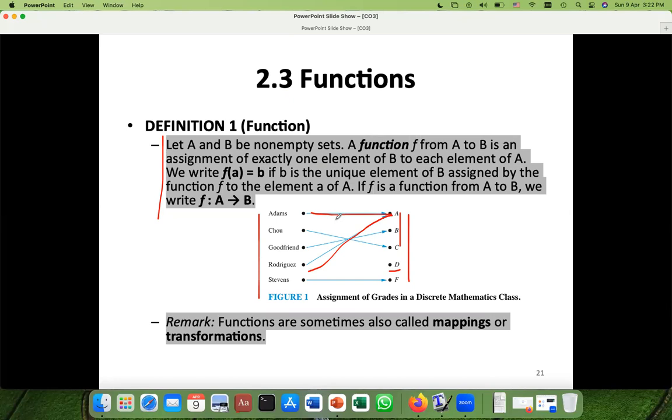You have to assign some element from B to the elements of A. But you cannot assign the same value from B to different elements. This is the difference, if it is correct. If it would be wrong, some example will come.